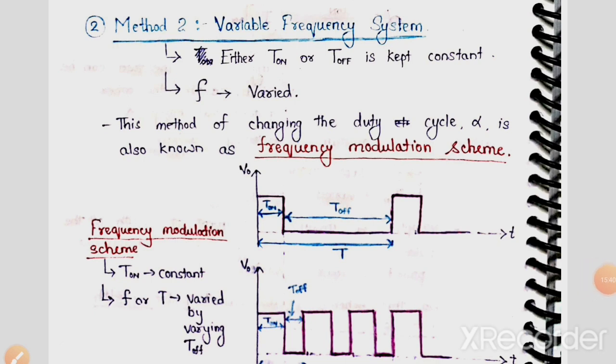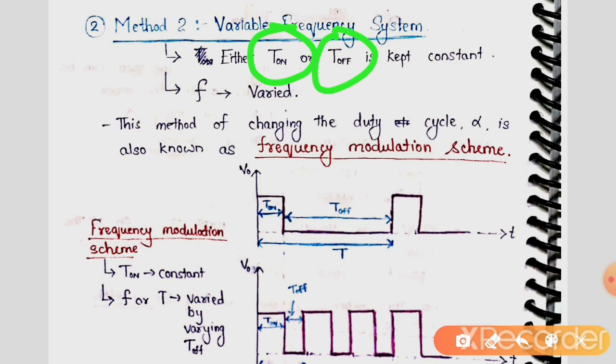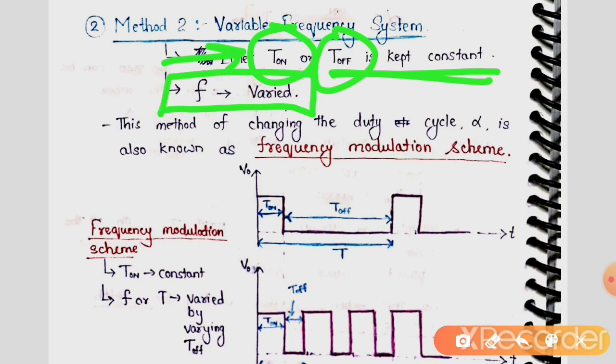Similarly, the second method is variable frequency system or variable frequency method. Here we are keeping either turn on time or turn off time constant. Any one of these two is kept constant, and frequency is varied or changed. Any one of the two will be kept constant and the other one will change, hence changing this frequency.